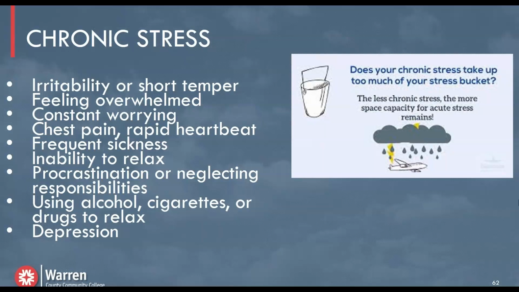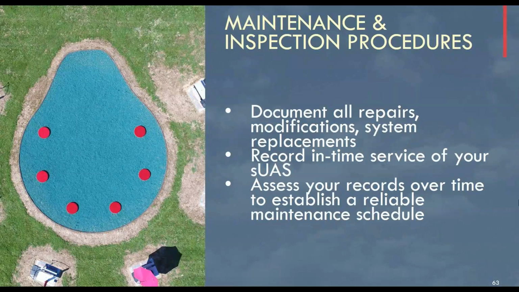You may feel overwhelmed, constantly worrying, chest pain, rapid heartbeat, frequent sickness, an inability to relax, procrastination or neglecting responsibilities, using alcohol, cigarettes, or drugs to relax, or depression. So you can see that this can become very serious. So if you start to show minimal symptoms, you want to talk to somebody.